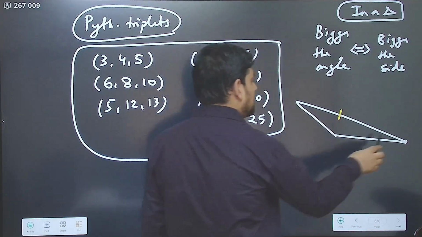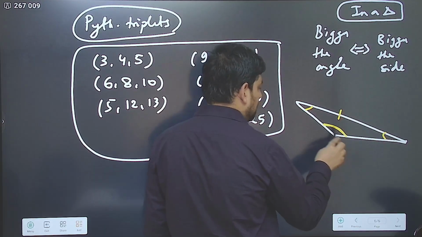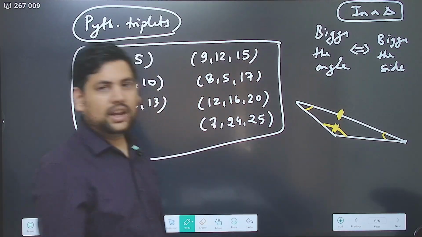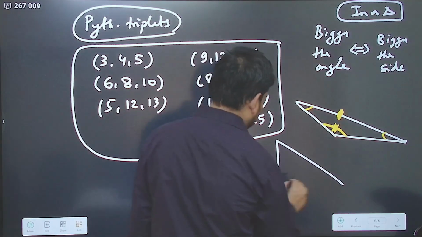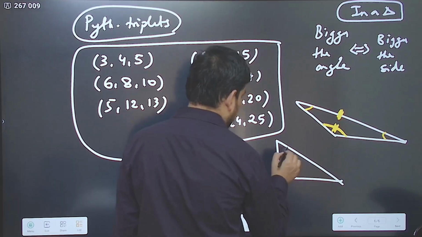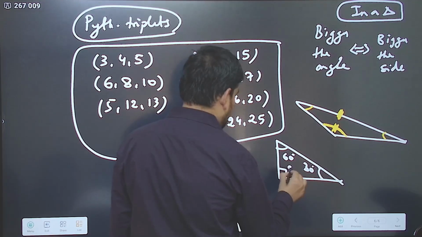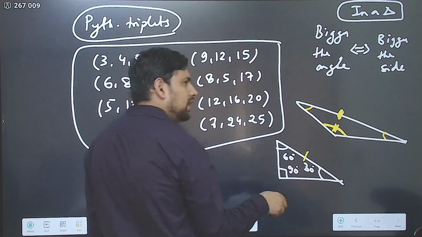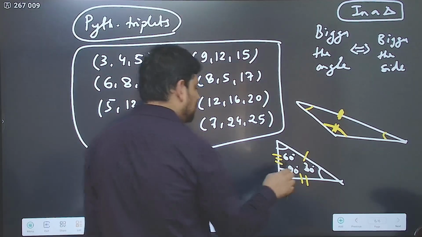Then see which angle is the biggest. So this angle, this angle. Which angle do you think is biggest? Yes. So bigger the side, opposite to it you will have a bigger angle. This is how it works. So if I tell you, let's say you don't even know the length, and I tell you that this is 60 degree, this is 30 degree, and this is 90 degree. Which side will be the longest? Correct. Opposite to the 90 degree, this will be the longest. Second will be opposite to 60 degree, third will be opposite to 30 degree.